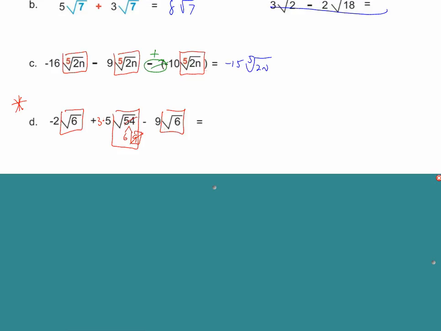Otherwise, the problems are too boring. So 2 negatives and 9 negatives, 11 negatives, and 15 positives. So what do we got? 4 left. So you got 4 times the square root of 6 is the answer to that thing.